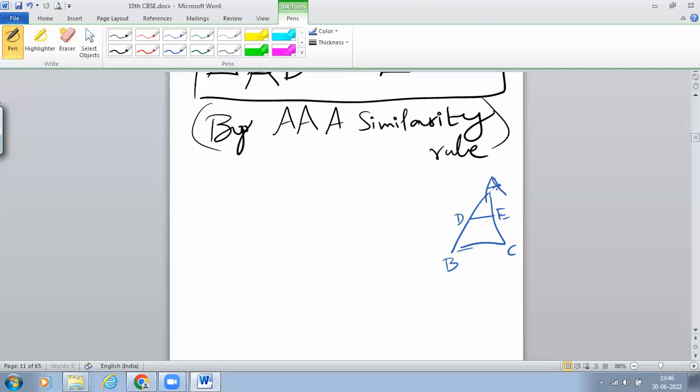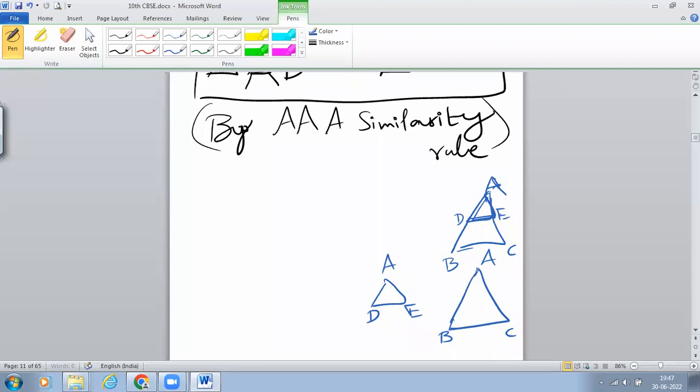This is ABC. Now, in this triangle ADE, listen carefully. I will draw it separately. This is triangle ADE. And again, I'm drawing the bigger triangle. That is ABC.